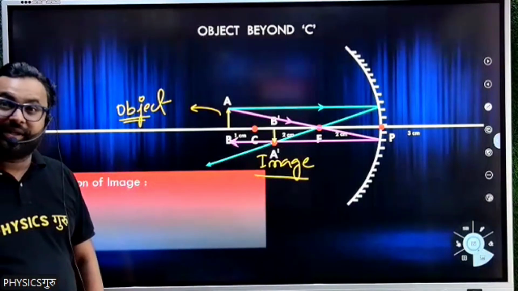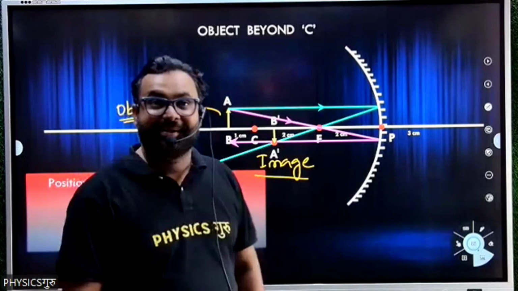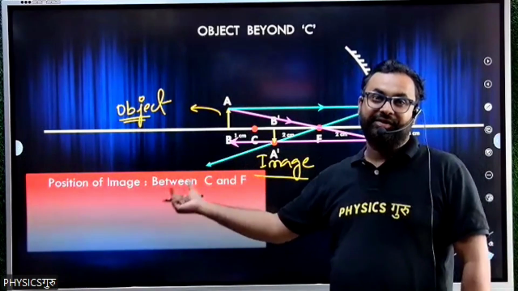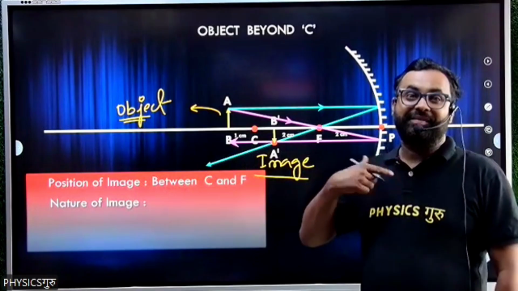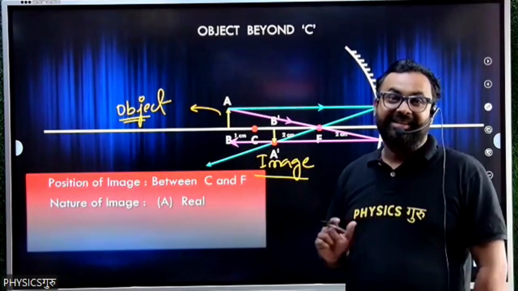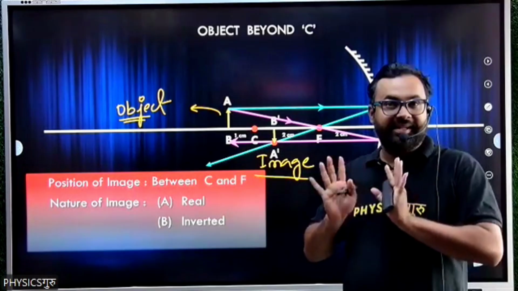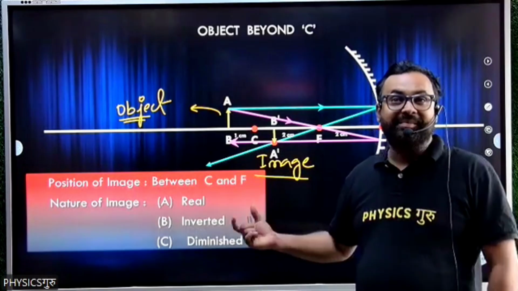Now the features. In the exam, you need to write the features. Position of image: between C and focus, between center of curvature and focus. Nature of image: real, inverted. When the image is real, it is inverted. Third point, diminished.